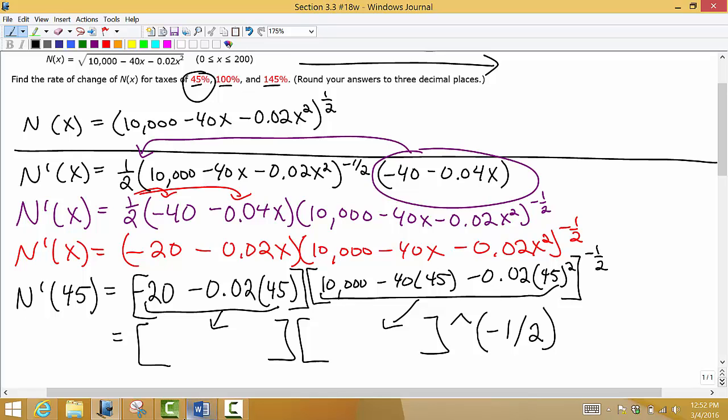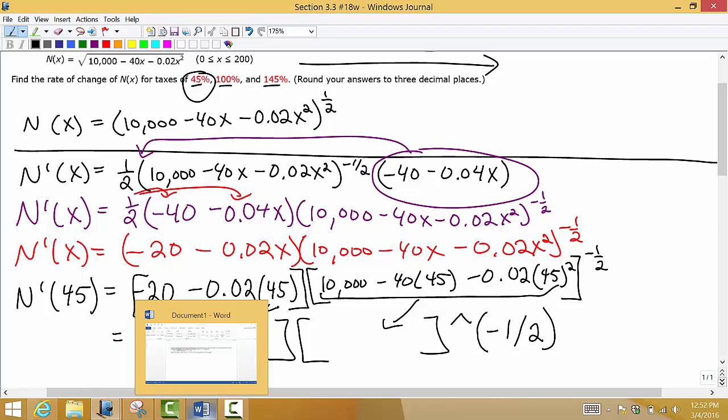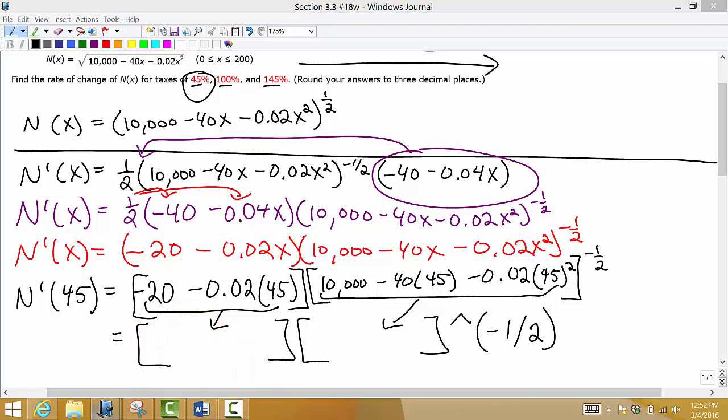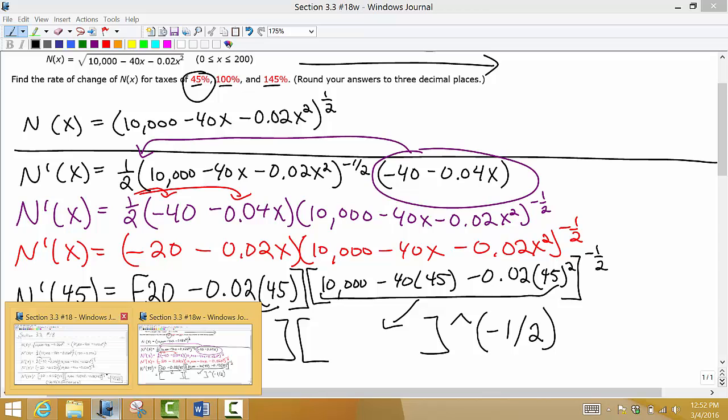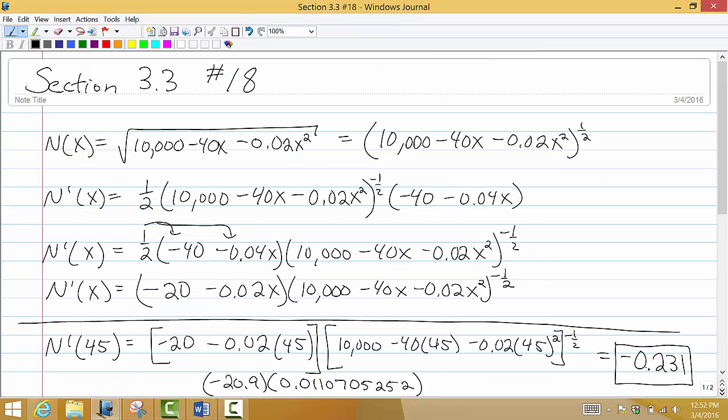And the solution that we get there, when I type that into my calculator, I got negative 0.231. Okay, so this is the value that I got when I substituted 45 into that first parentheses. I got negative 20.9. And then I simplified everything over here, raised it to the negative 1/2 power, and I got this. I just left them in my calculator, multiplied them together, and I rounded to the nearest 3 decimal places. So I got negative 0.231.